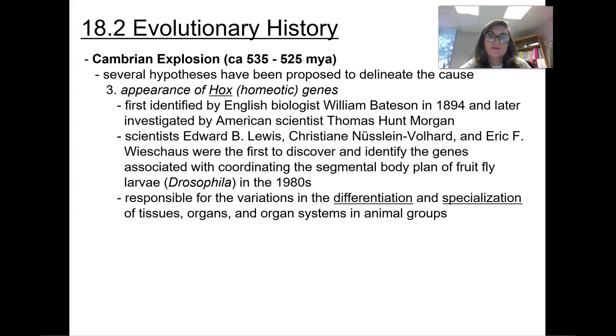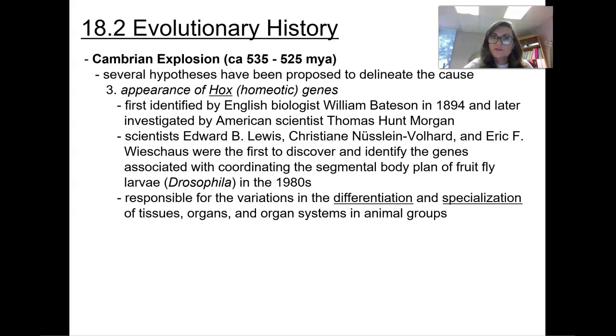Weishaupt is going to be the first to discover and identify these genes that are associated with coordinated segmented parts of a body, and they're going to find this in larvae of Drosophila, and Drosophila are going to be fruit flies, and this was done in the 1880s.